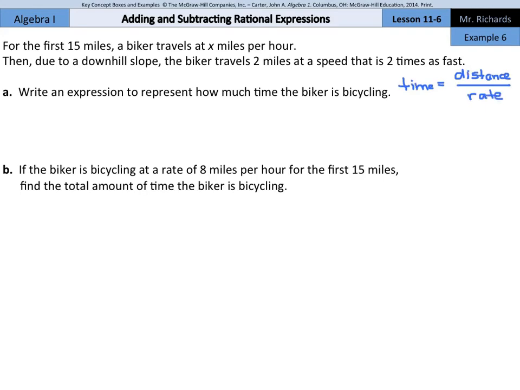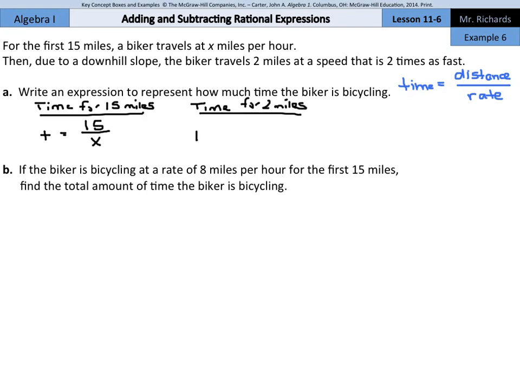So if we first look for the time for the first 15 miles, that time is going to be equal to the distance traveled, which was 15, over the rate, which was x. And if we look for the time for the 2 miles, that time is going to equal the distance of 2 over the rate, which was 2 times as fast as the first. Well, that would be 2x. So to write an expression now for the time for 15 miles plus the time for 2 miles, this would be 15 over x plus 2 over 2x.